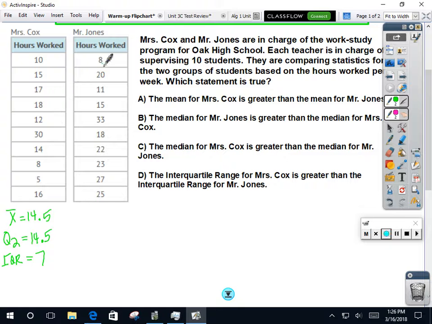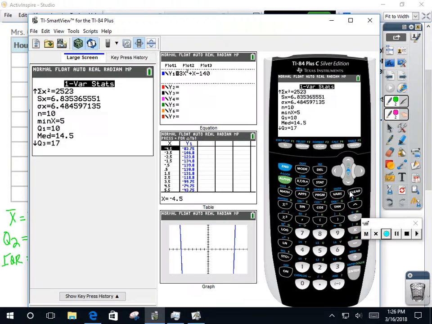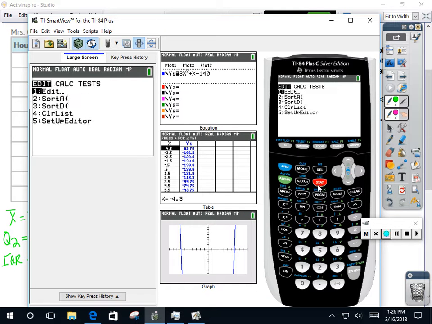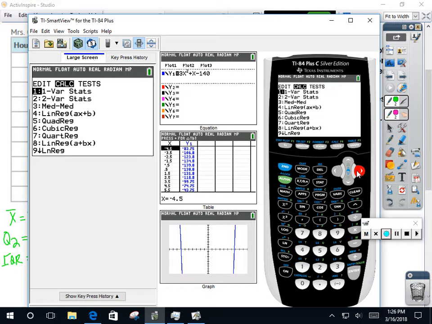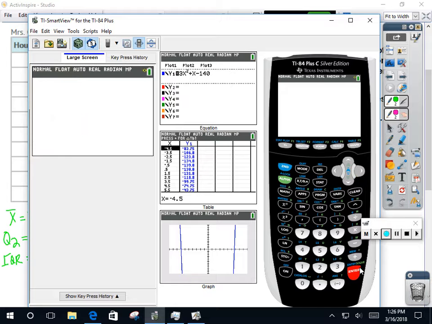Okay, now let's look at Mr. Jones' class. Where did we put that data in the calculator? L2. So I go back to Stat, back over to Calc. It's still one variable because the only thing we're talking about here is hours worked. But now I need to make the list show up as L2. And how do I do that? Second, and then the number 2, because above it you'll see L2 right there in blue. Then I go down to Calculate and I hit Enter.